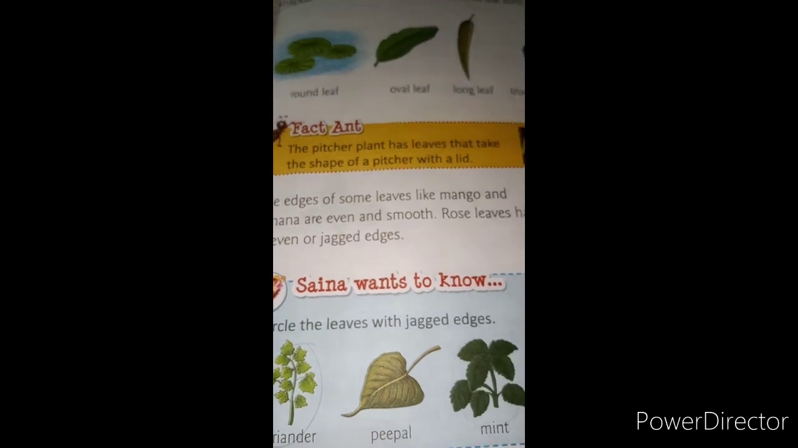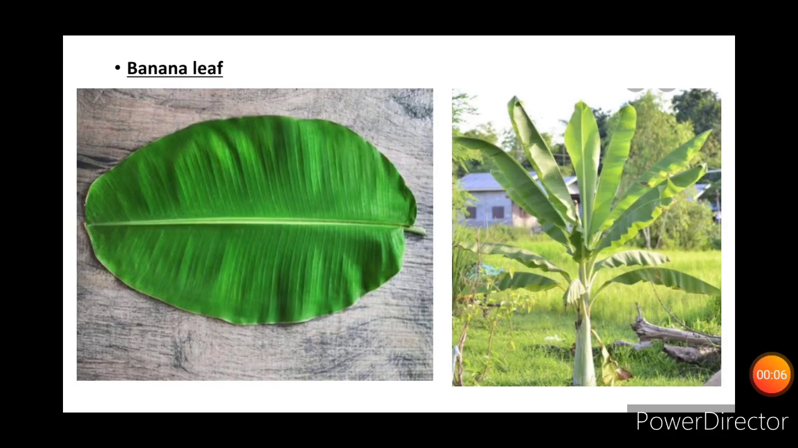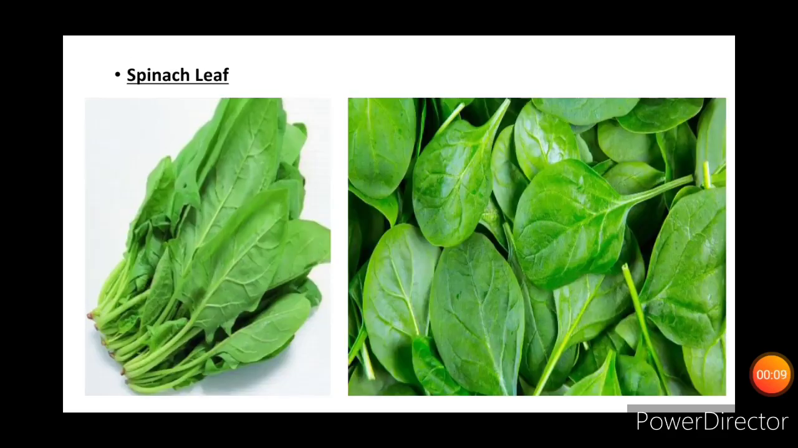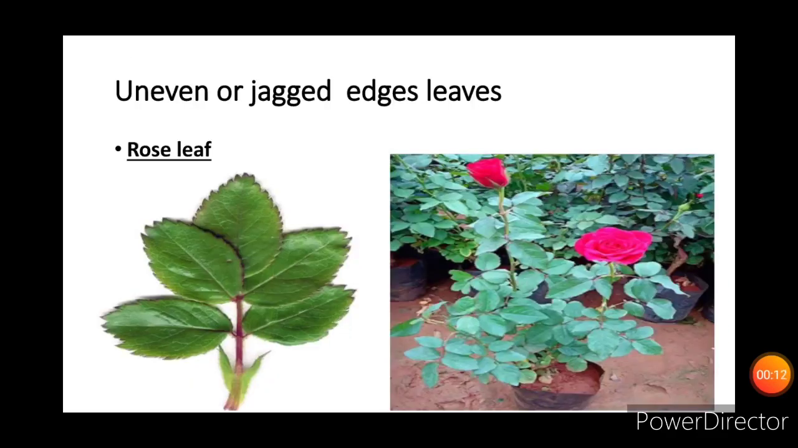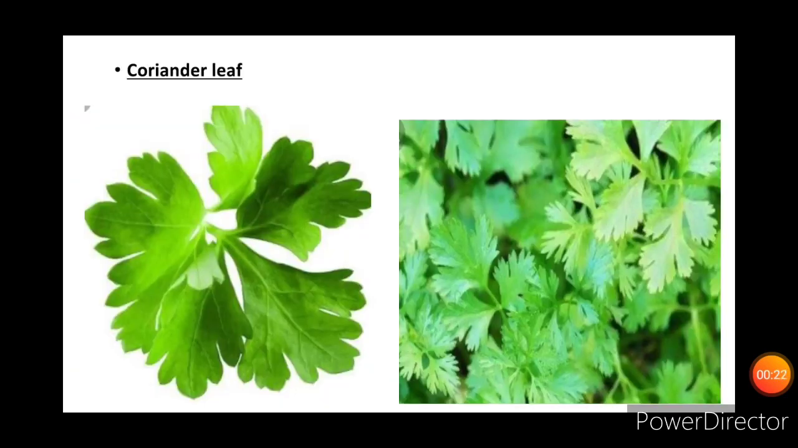The edges of some leaves like mangoes and bananas are even and smooth. Rose leaves have uneven or jagged edges. So let's see some examples. Even and smooth edged leaves, that is mango, banana leaf, spinach leaf. Uneven or jagged edged leaf, rose leaf, mint leaf, coriander leaf.